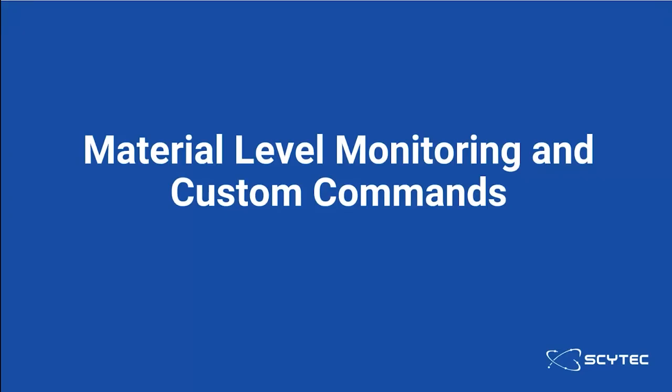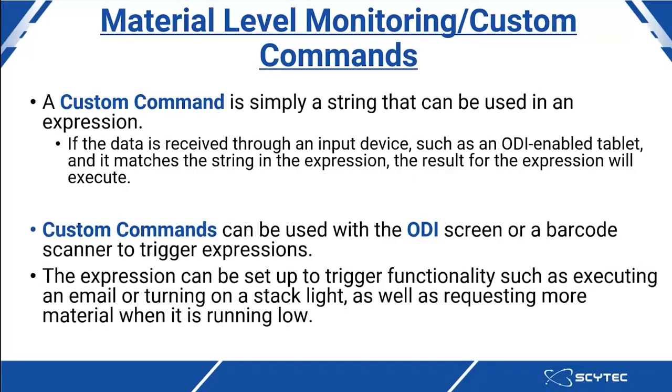Next up, we will be discussing material level monitoring as well as custom commands. A custom command is simply a string that can be used in an expression. If the data is received through an input device such as an ODI-enabled tablet and it matches the string in the expression, the result for the expression will execute. Custom commands can be used with the ODI screen or a barcode scanner to trigger expressions. The expression can be set up to trigger functionality such as executing an email or turning on a stack light, as well as requesting material for when it is running low.